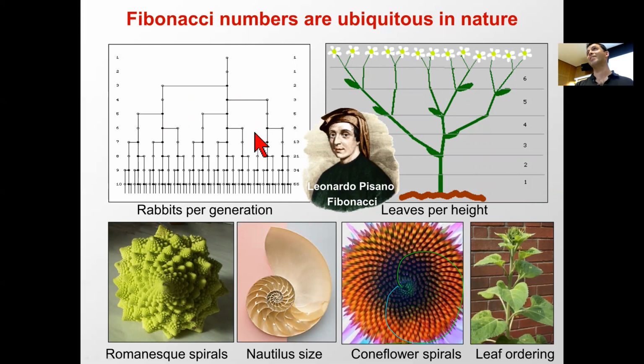This is also Rome in the 12th century and Pisa. So anyway, still rabbits. But this thing is pervasive. It's not just this contrived model for rabbit generations.